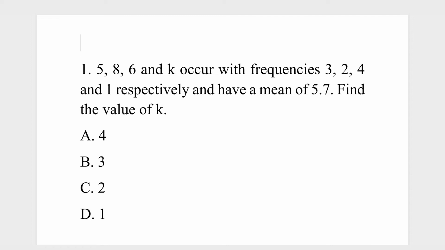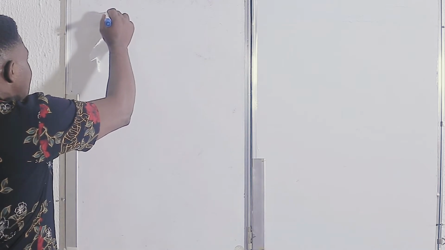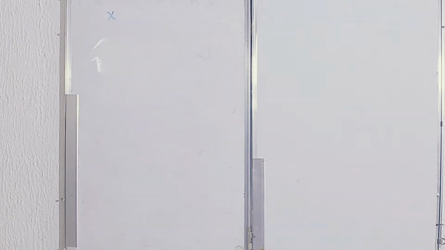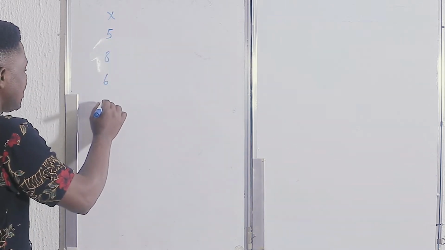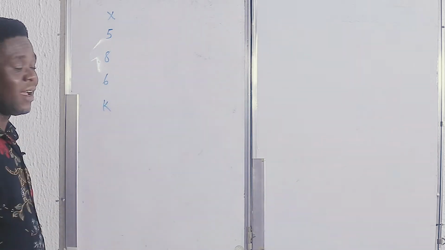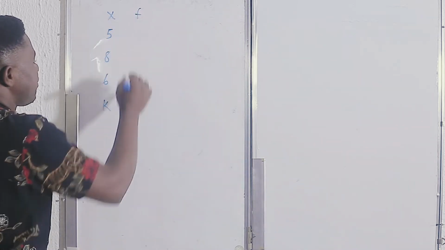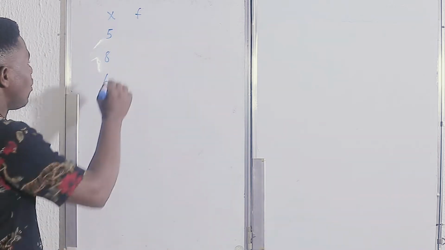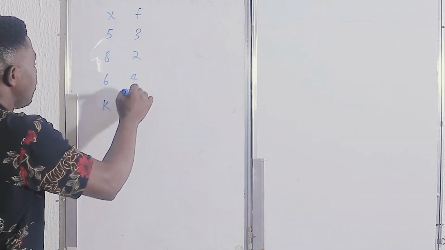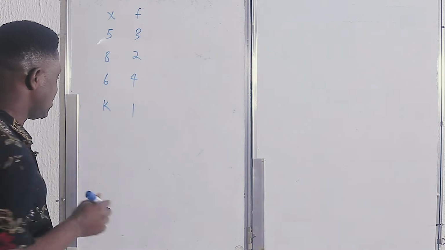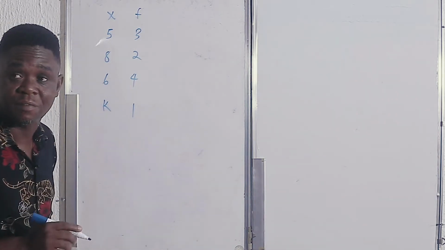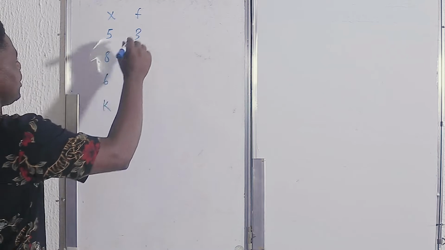Now, the first thing you do with this question is to put the question in a table form. So we are given the values, let's say X: 5, 8, 6, and K. And then they occur at a frequency F: 3, 2, 4, and 1. And then we are given their mean to be 5.7. The first thing you do is to find fx.